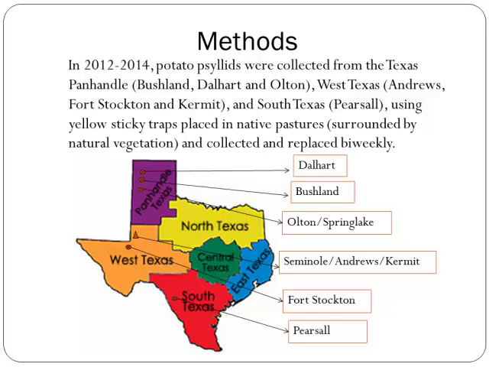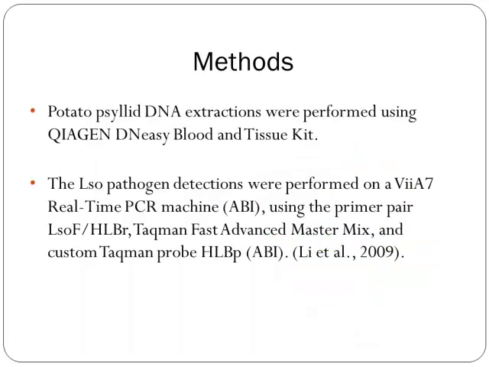Yellow sticky traps were placed in natural pastures surrounded by natural vegetation, and collected and replaced biweekly. Psyllid DNA extraction was performed using the Qiagen DNA blood and tissue kit. LSO pathogen detection was performed on a ViiA 7 real-time PCR machine using primer pair LSOF, HLBR, and a TaqMan probe, HLBP.